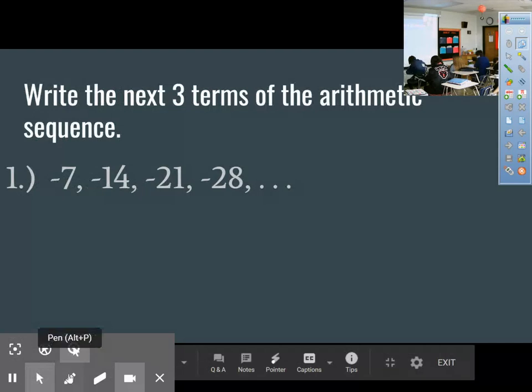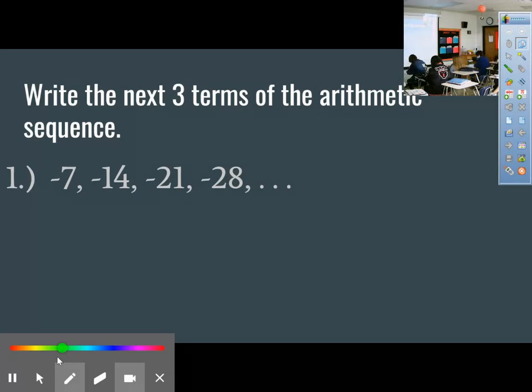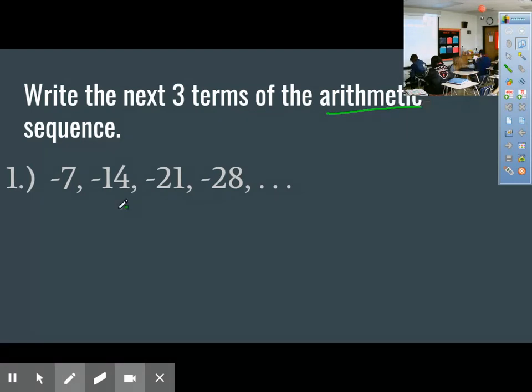All right, let's look at an example. It says write the next three terms of the arithmetic sequence. So what you want to do is go through and figure out what pattern they're using. What's the common difference? It already told you it's arithmetic, so we already know that it has a common difference. We just need to figure out what it is. So you need to figure out, they go from -7 to -14. Now, you can either be really, really good at figuring out the difference, if you can do it in your head. Sometimes it gets difficult. So let me show you how to figure out the difference when it's difficult.